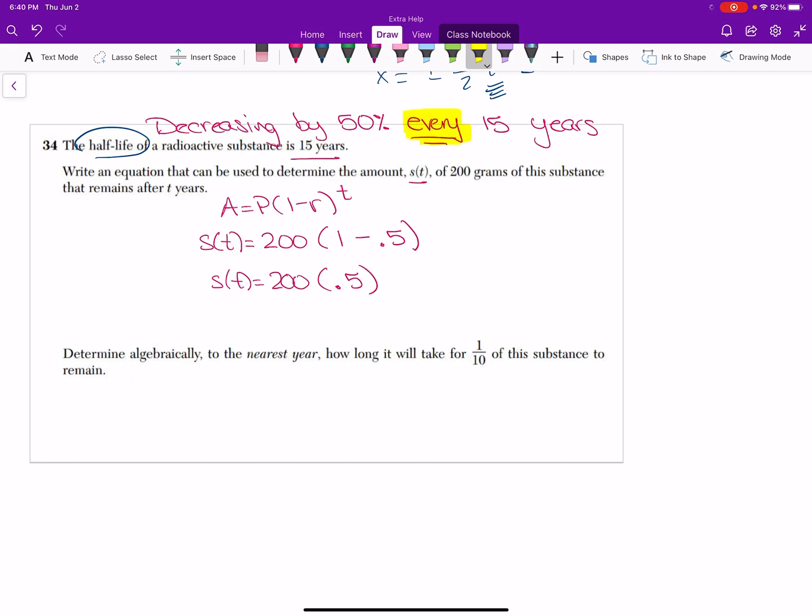Only thing that we have to be careful with is this is saying it's happening every 15 years, not every year. If you think back to when we did this unit, the word every meant that you are dividing your exponent by the number that comes after. So t is being divided by 15.